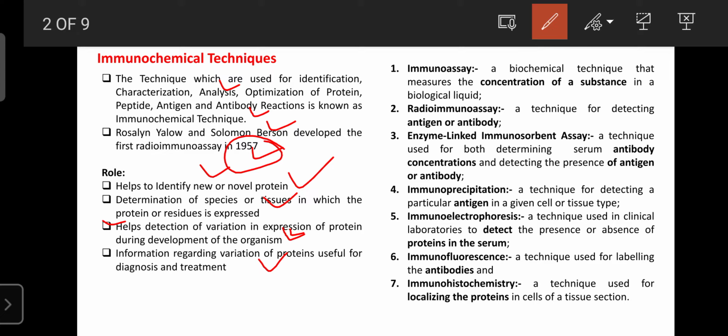The first one is the immunoassay. It is a biochemical technique that can measure the concentration of a substance in a biological fluid. This technique is commonly employed for the diagnosis of endocrine disorders, because an endocrine disorder may be hypo or hyper.